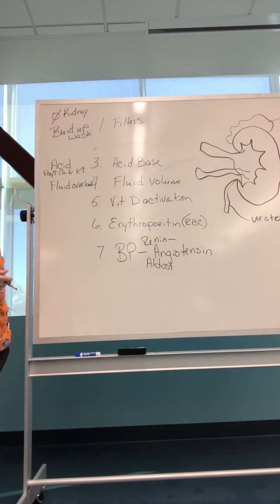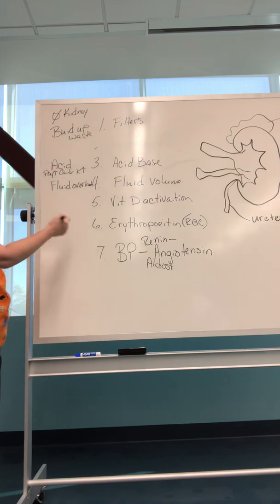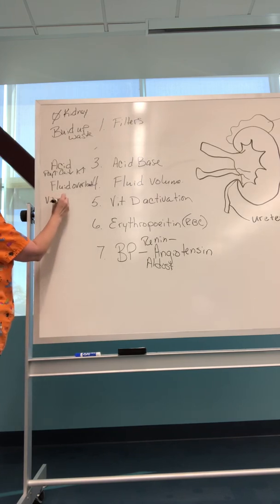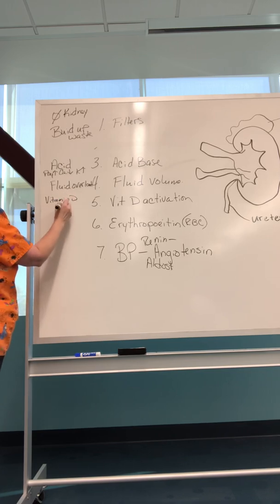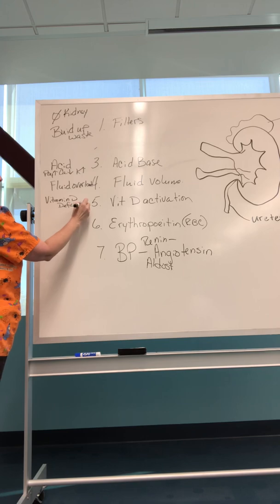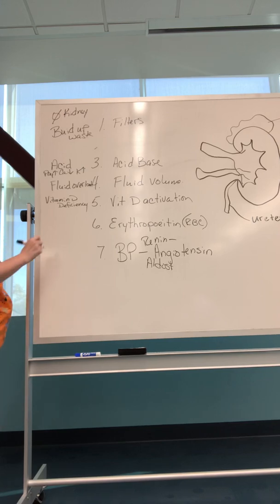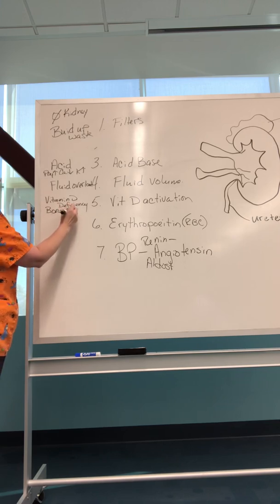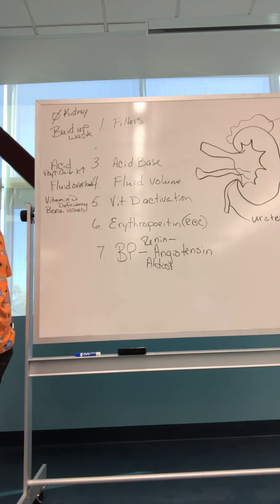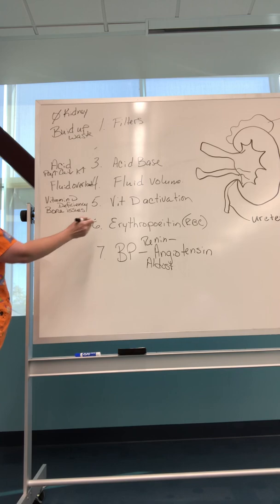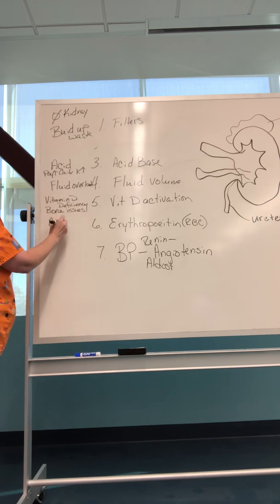Vitamin D activation, vitamin D deficiency. Okay. What does vitamin D do? It helps with the bones, helps with your calcium. So perhaps some musculoskeletal, bone issues, right? And that has to do with the acid base, because if the calcium's low, then that would correlate with the vitamin D activation. Right. Erythropoietin, so the patient's going to be anemic.